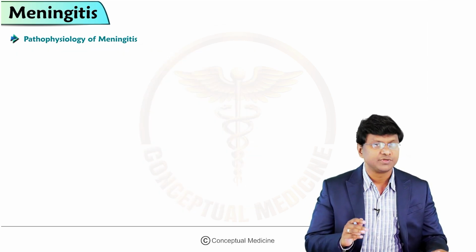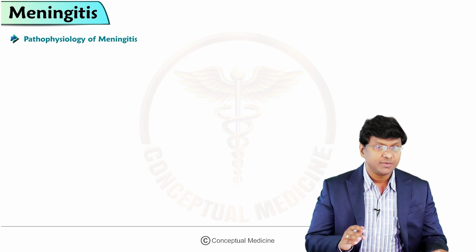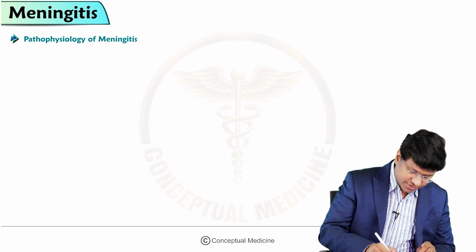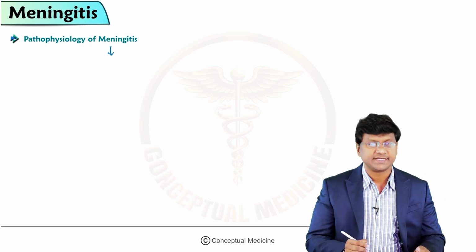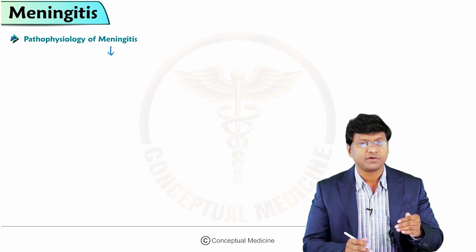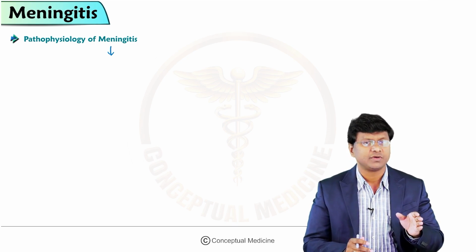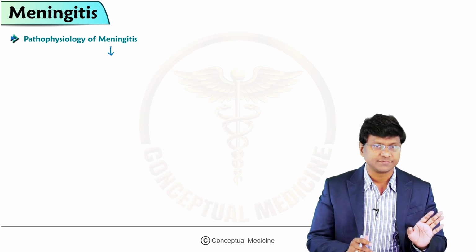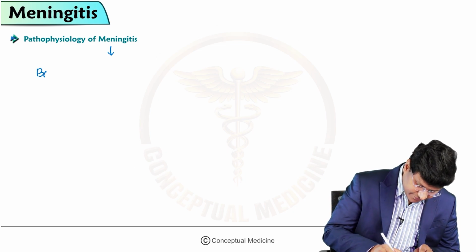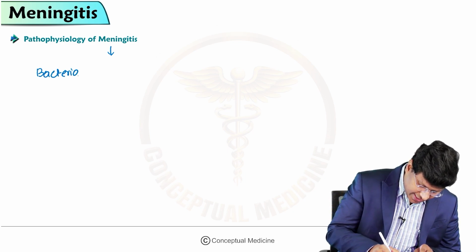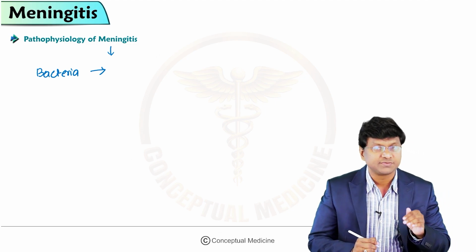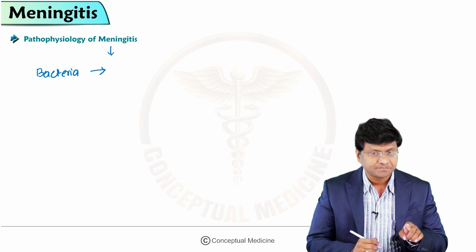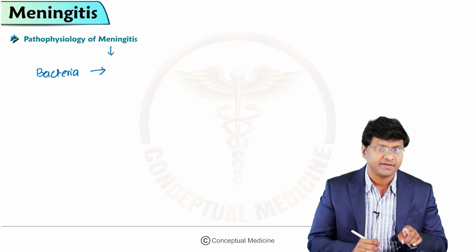Now, after having discussed the organisms causing meningitis, let me tell you what exactly is the pathophysiology of meningitis. Okay, so the pathophysiology of meningitis is that the immediate effect of bacteria or any other microorganism in the subarachnoid space is to cause an inflammatory reaction, right? So you take bacteria or any particular microorganism. What is its first important thing to induce meningitis? In the subarachnoid space, it has to induce the inflammatory reaction.